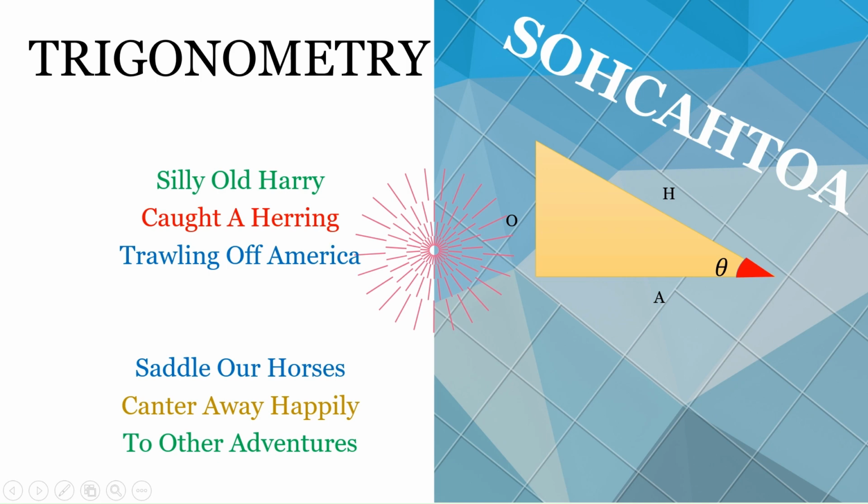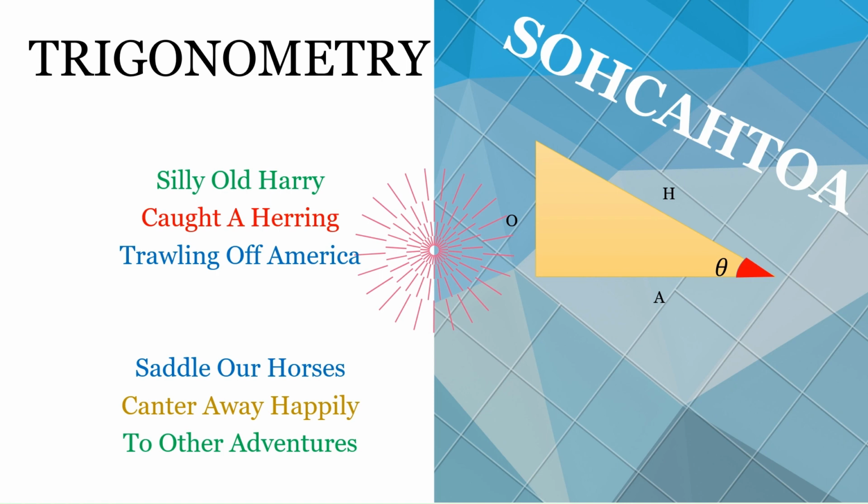Trigonometry: SOH CAH TOA. This is a mnemonic used to remember the three most important trigonometric ratios. Along with that, we can either use "Silly Old Harry Caught A Herring Trolling Off America," or "Saddle Our Horses, Canter Away Happily To Other Adventures." We'll see how to use these to remember the trigonometric ratios.